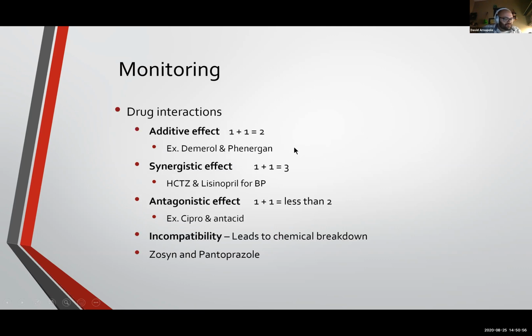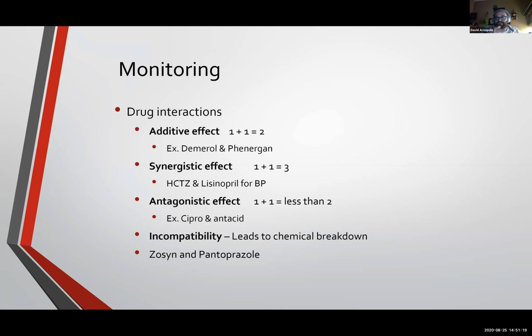All right. This slide is just a definition slide, but it is something to know about for definition. So additive effect. If I give two medications, they work in tandem. So 1 and 1 is 2. Demerol and Phenergan works well with my nausea and my pain, but doesn't go any higher. Synergistic effect. This is 1 and 1 is 9, 12. This is alcohol and narcotics.